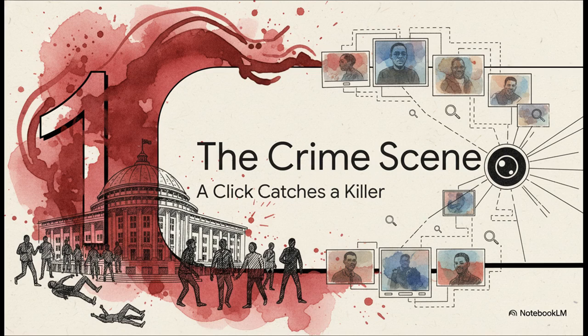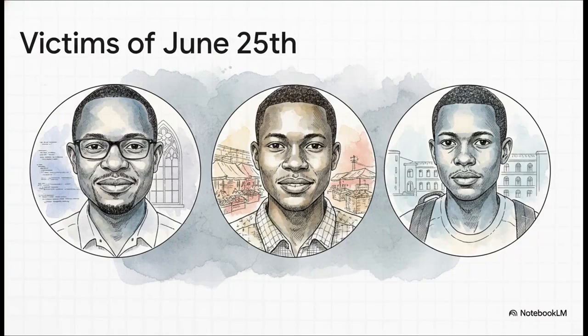So, back in June, blood was spilled on the grounds of Kenya's parliament. A day that started as a protest against a really controversial government finance bill ended in absolute tragedy, leaving a whole nation in shock and, of course, demanding answers. 3 young men lost their lives.